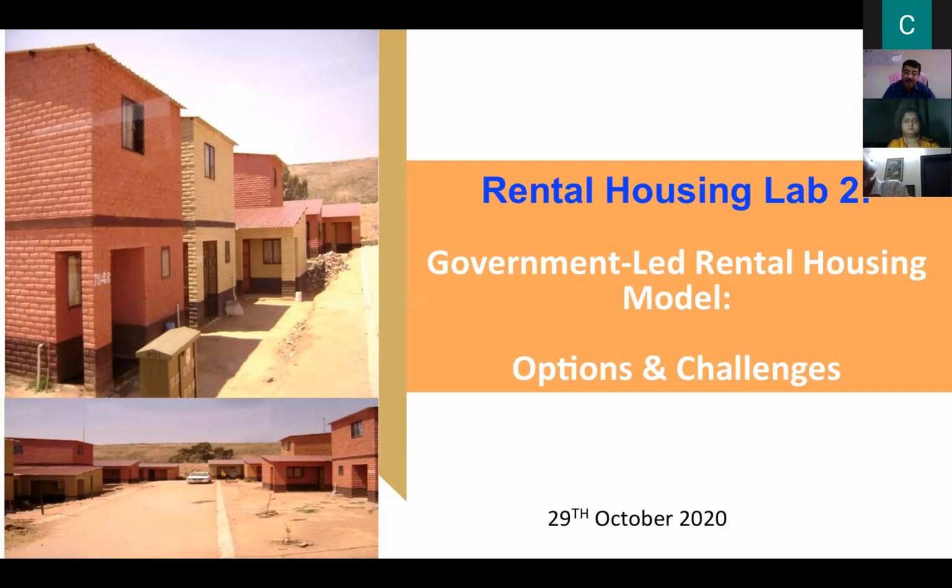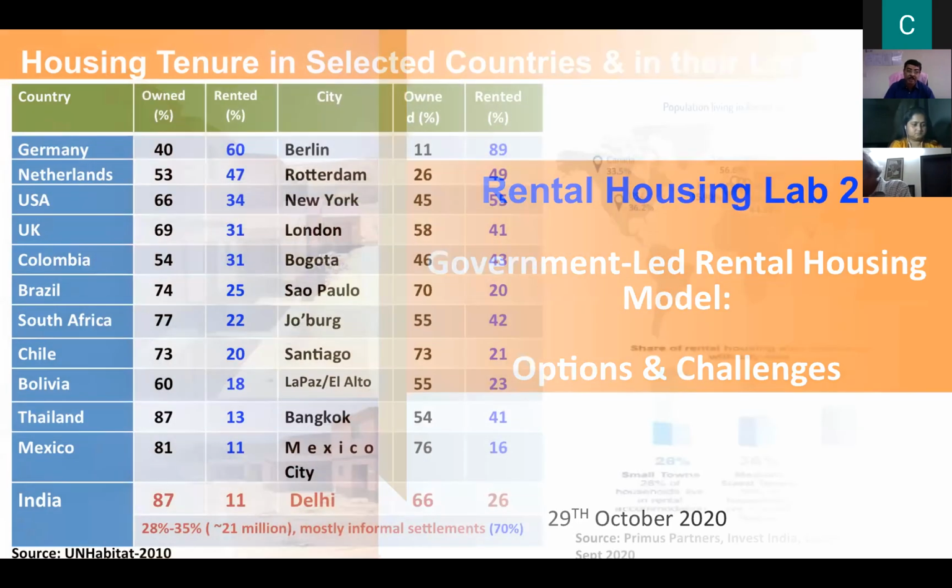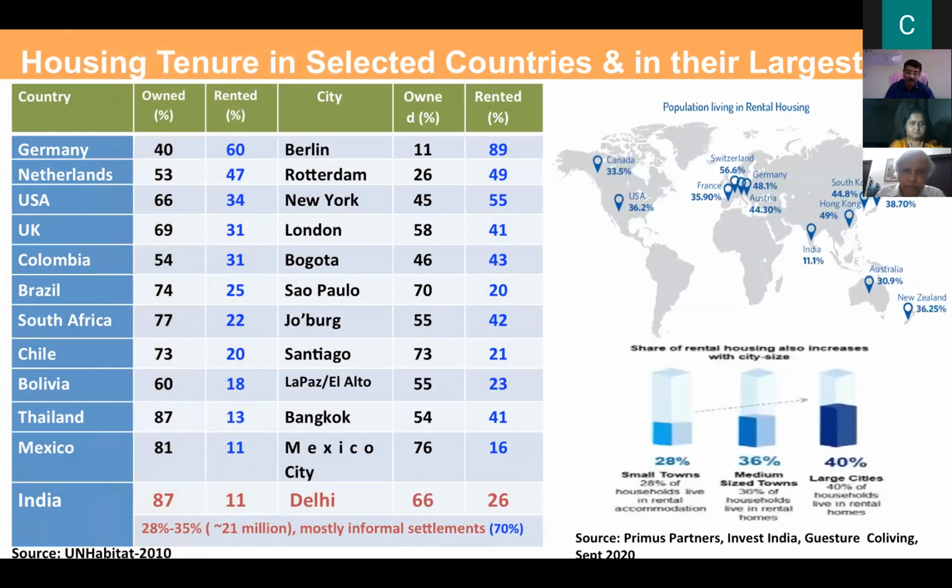If I can show you the data from UN Habitat, you can see that in major countries and their cities, rental housing is a significant percentage. In Germany, it is 60% rented, whereas in their main city, Berlin, around 89% of people stay in rented accommodation. Similarly in other countries, Netherlands, US, UK.